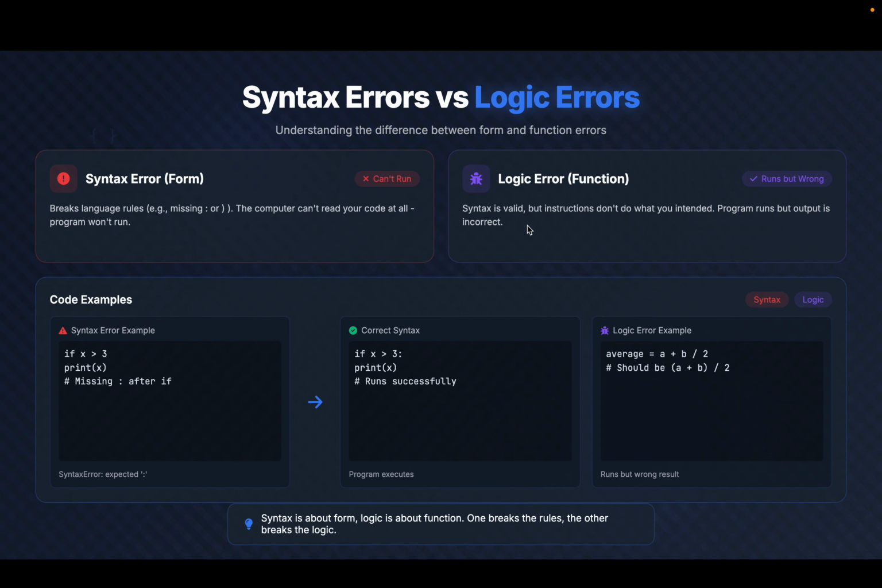It's important to know the difference between syntax errors and logic errors. Syntax errors happen when you break the rules of the language, like missing a parenthesis or a semicolon. The computer can't even read your code. Logic errors happen when your syntax is correct, but the instructions don't do what you intended, like adding numbers the wrong way. Syntax is all about form, logic is about function.